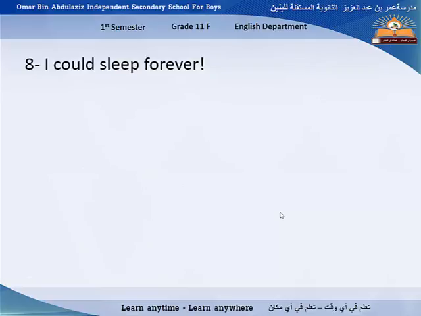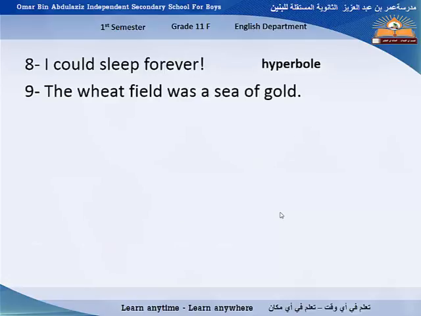I could sleep forever. Excellent. Exaggeration or hyperbole. The wheat field was a sea of gold. Was a sea of gold. Very good. It's a comparison without using like or as, so it is a metaphor.